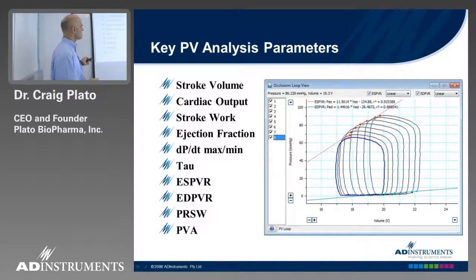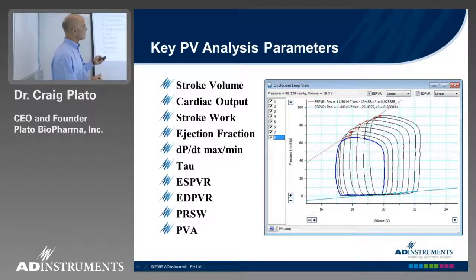ESPVR, the end systolic pressure-volume relationship, is exemplified by this line, shown here, where all of the end systolic points are connected together. And actually, this is a Starling curve. This is the Starling curve, if you recall. Starling's law is the more you fill the heart, the more it puts out.